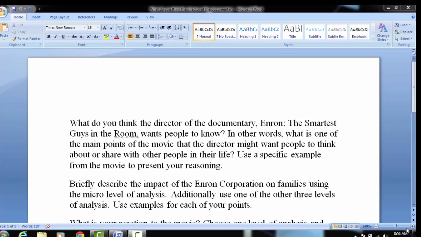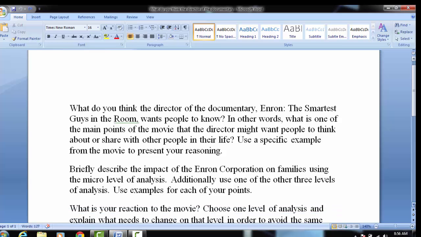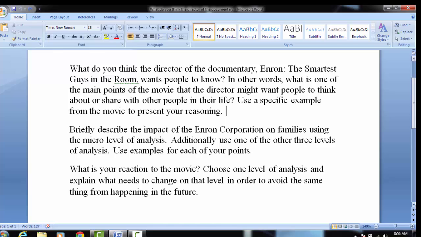Briefly describe the impact of the Enron Corporation on families using the micro level of analysis. Additionally, use one of the other 3 levels of analysis. Use examples for each of your points. What is your reaction to the movie? Choose one level of analysis and explain what needs to change on that level in order to avoid the same thing from happening in the future.